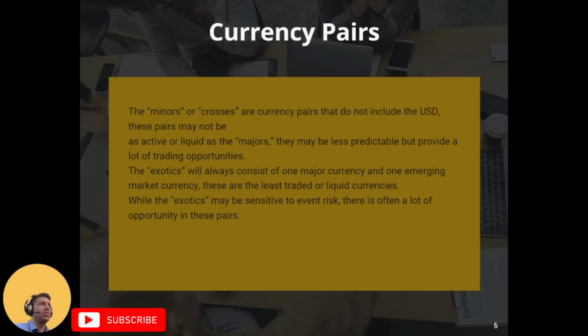The exotics will always consist of a major currency and one emerging market currency. These are the least traded or liquid currencies. While the exotics may be sensitive to event risk, there is often a lot of opportunity in these pairs.